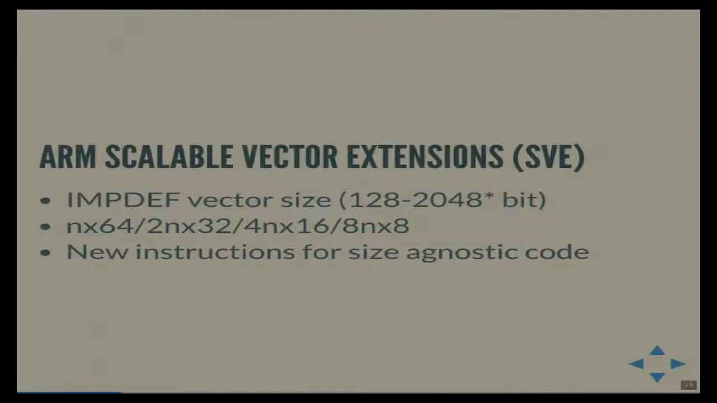Now, ARM have taken this to its logical conclusion, and they've introduced their Scalable Vector Extensions. This introduces vectors which can be up to 2 kilobits in length, and also introduces some novel instructions that allow you to utilize these vectors without having to hard code assumptions about the number of lanes you have available to you. The idea is you can write code that will run on your phone, which might have a small vector length, and without having to recompile it, also run it on a supercomputer with a wide vector length and just get an automatic performance boost.